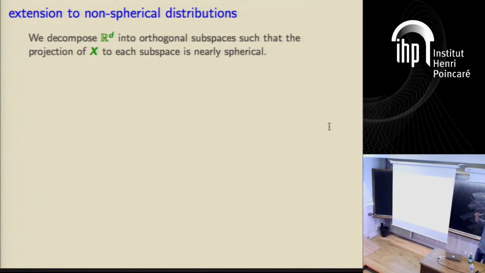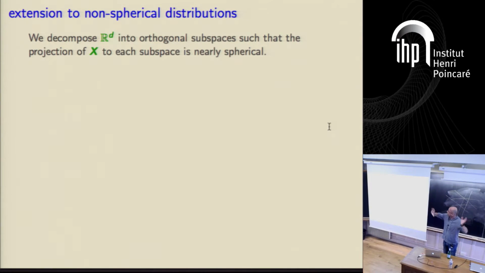Okay, so what we're trying to do is get some kind of a decomposition of the space into orthogonal subspaces. The projection into each orthogonal subspace of x has a nearly spherical distribution, so we can estimate the mean in each of those, and we will just add them. Okay, so that's the plan.